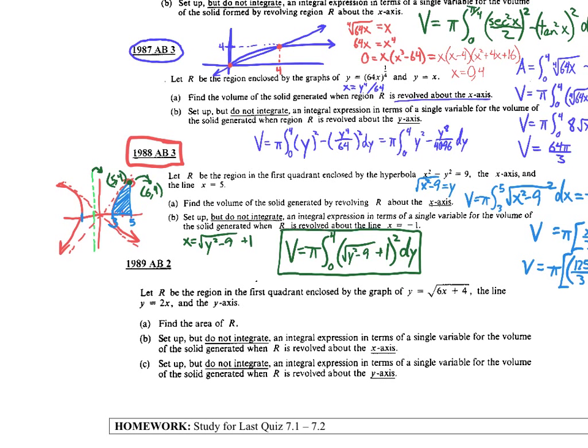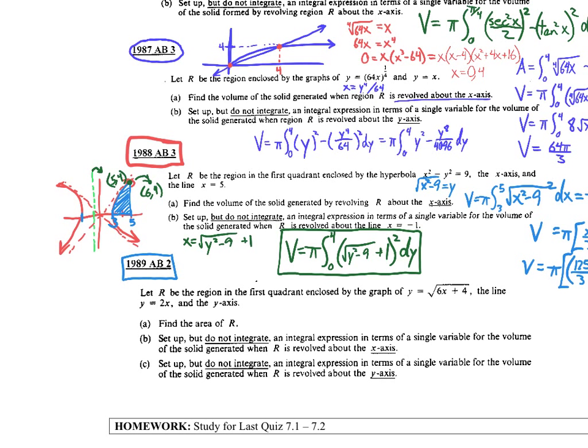So our last one here is 1989 AB number 2. It says let R be the region in the first quadrant enclosed by the graph of y equals the square root of 6x plus 4, the line y equals 2x, and the y-axis. So we're going to find the area of R.